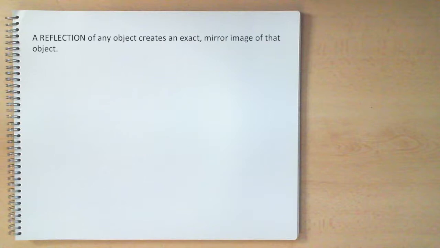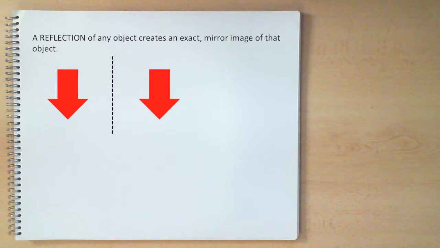A reflection of an object is exactly the same as if you put a mirror in front of it. It creates an exact mirror image of the object. Let's take this arrow and we'll put a mirror line there, and we usually use a dotted line to stand in for a mirror. If we reflect the arrow in that mirror line, we get an exact mirror image of the object.